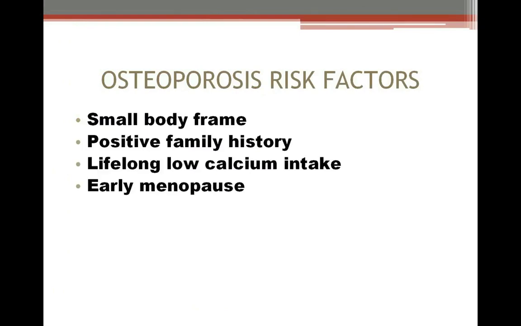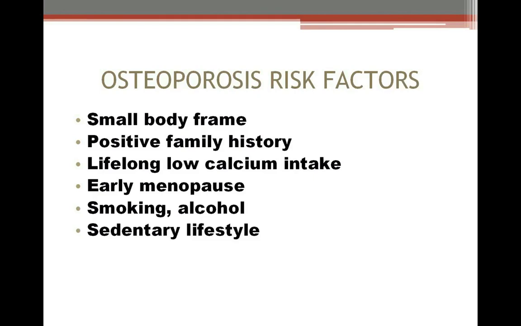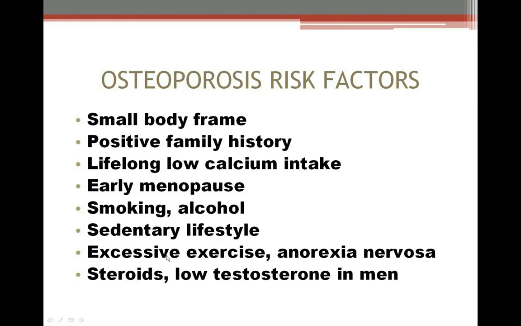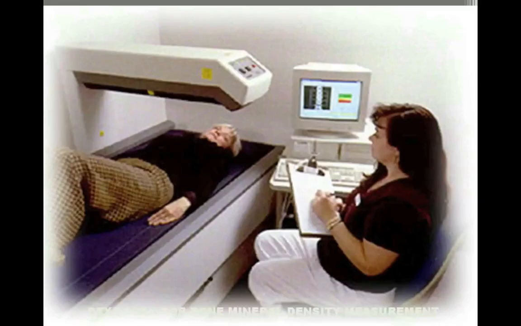So what are the risk factors for osteoporosis? Well, one of them is having a small body frame to begin with. One is having a positive family history, lifelong low calcium intake, early menopause, smoking and alcohol, sedentary lifestyle, excessive exercise or anorexia nervosa. It's just paradoxical, but women who train for marathons and spend hours at the gym every day often stop menstruating, and that's because they stop ovulating, and they may develop osteoporosis from the effects on their estrogen levels. And similarly, women who have anorexia nervosa not only have some protein malnutrition, but they also stop ovulating. Women and men who take steroids over a long period of time, or men who have low testosterone, can also develop osteoporosis.